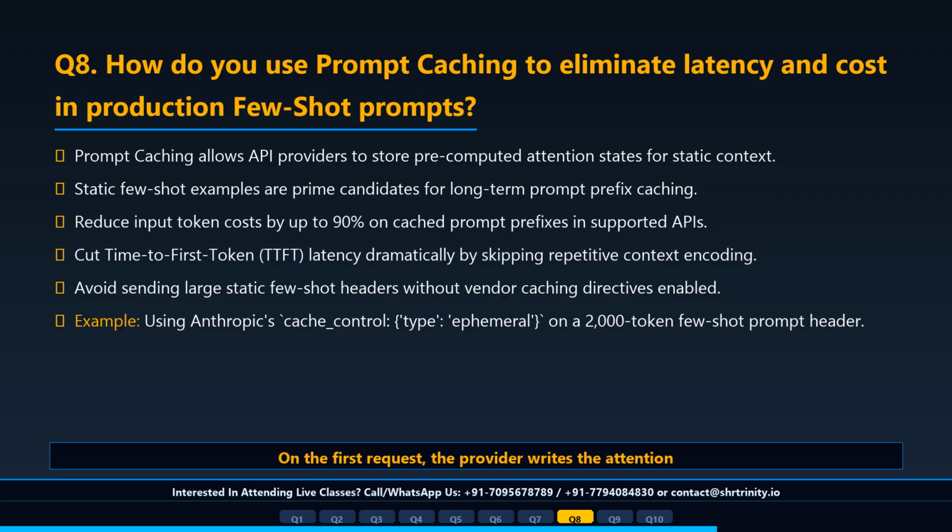On the first request, the provider writes the attention cache. On all subsequent calls within the cache window, the model skips reprocessing those 2000 tokens. Financially, vendors typically discount cached input tokens by up to 90%, and performance-wise, your time-to-first token drops dramatically. It completely eliminates the financial and latency penalties of utilizing heavy few-shot prompts in production.